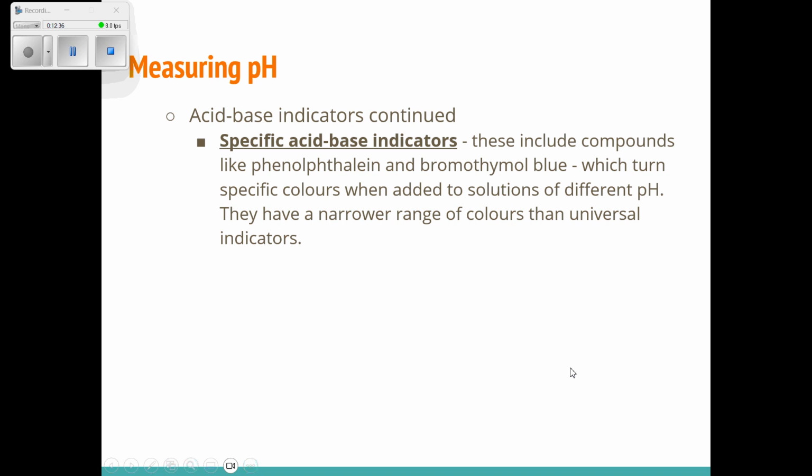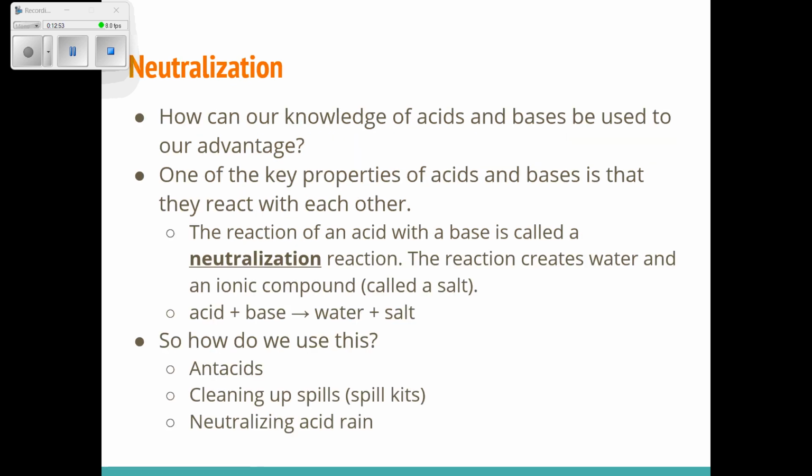So measuring pH, acid-base indicators can also be used. I already mentioned phenolphthalein and bromothymol blue, but these just change color when a chemical reaction has taken place to show that there is a specific pH.